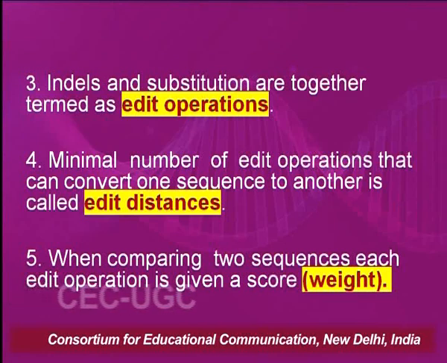This is quite important to understand because it is really going to help us in deciding the best alignment and in understanding the other meanings which we derive out of this alignment. Another thing here is that when we compare two sequences, each edit operation is given a score or a weight. So these were the few terms which I thought will come in between when we talk about algorithms, and it was good to understand them before or have a concept of them before.